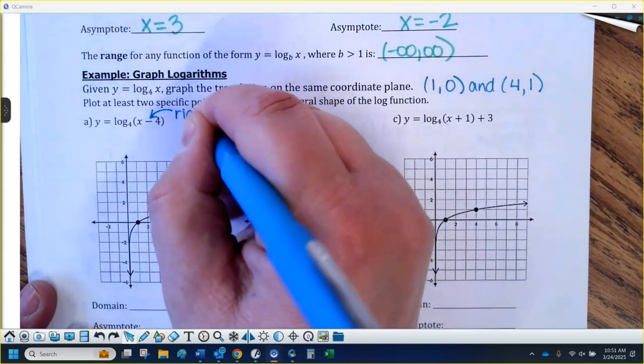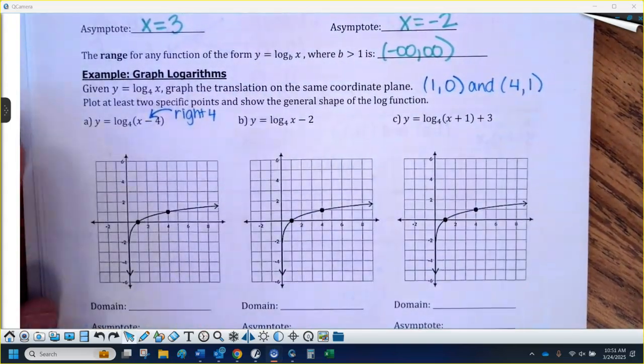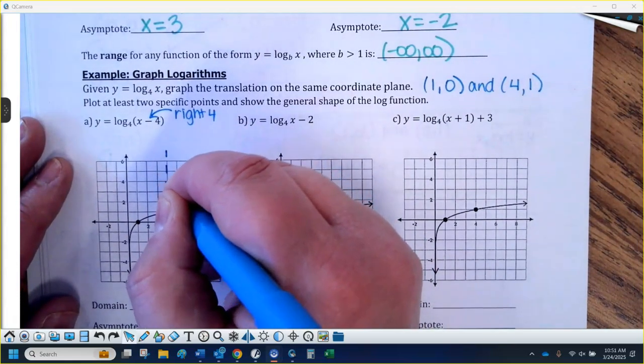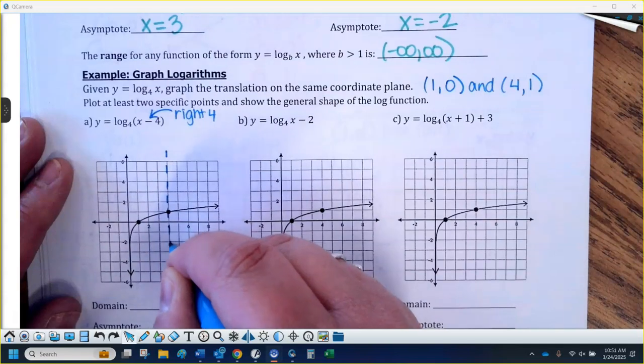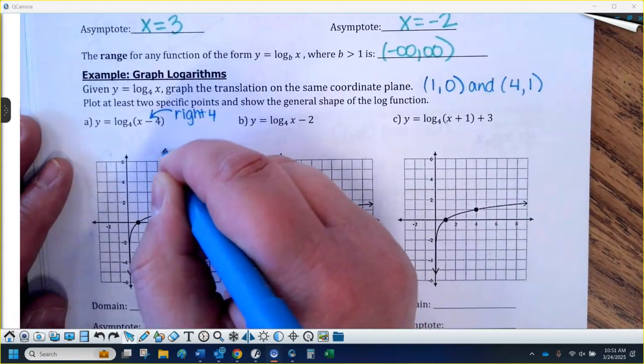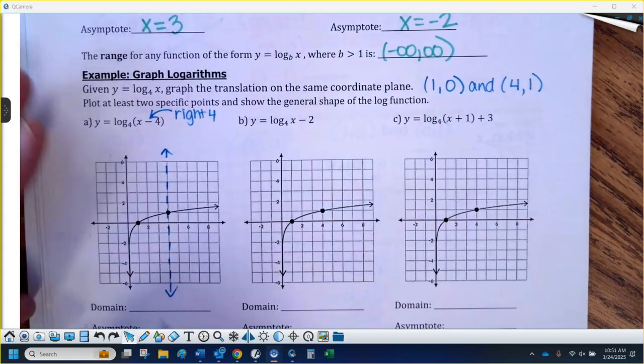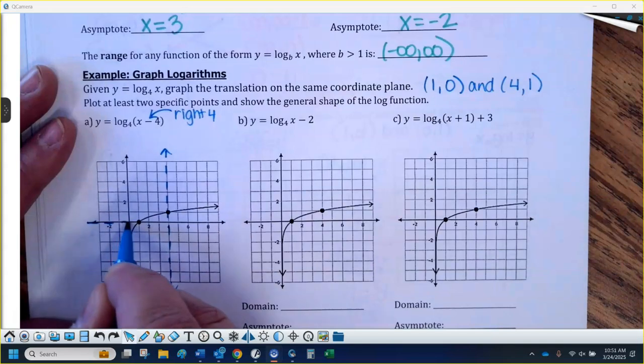Okay, so here's all I would do. I'm going to go over to 4, right? And I'm just going to draw this, like my new y-axis. Now, I don't have anything added or subtracted, right? There's nothing outside those parentheses. So then the x-axis would just stay where it's at.